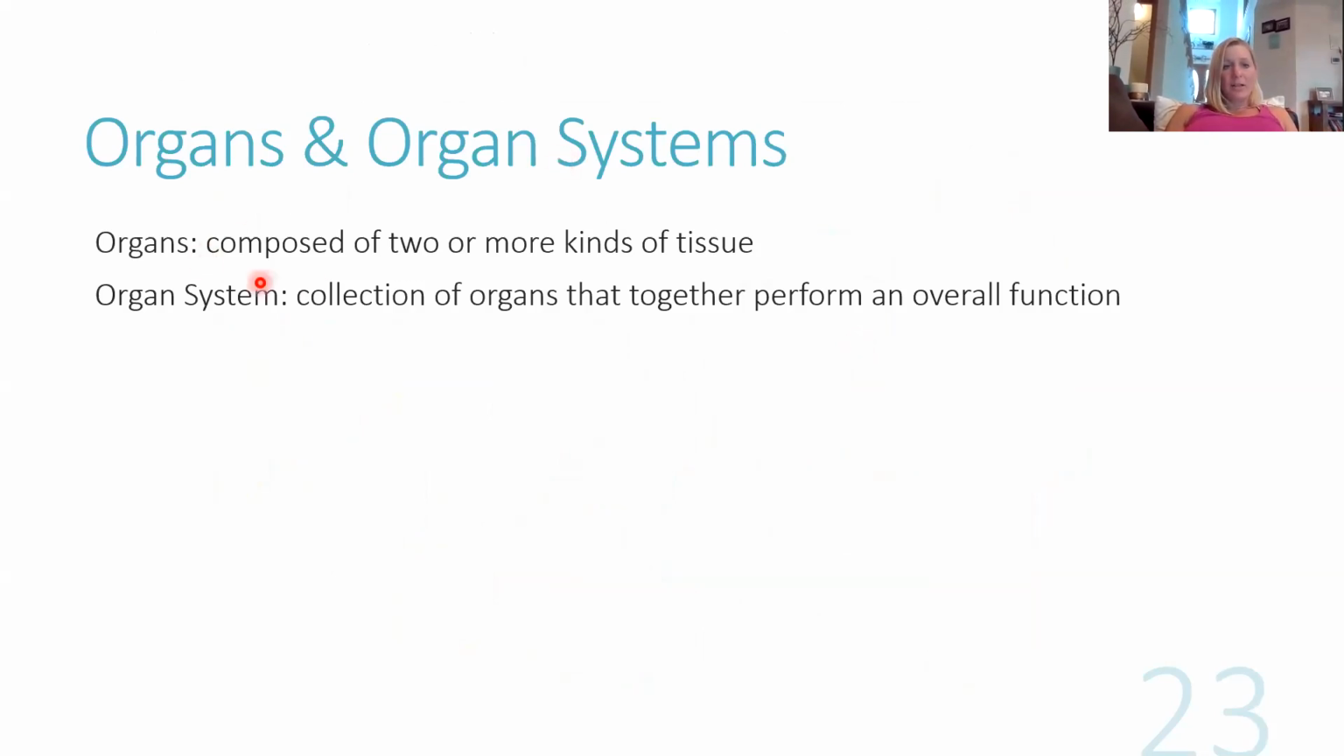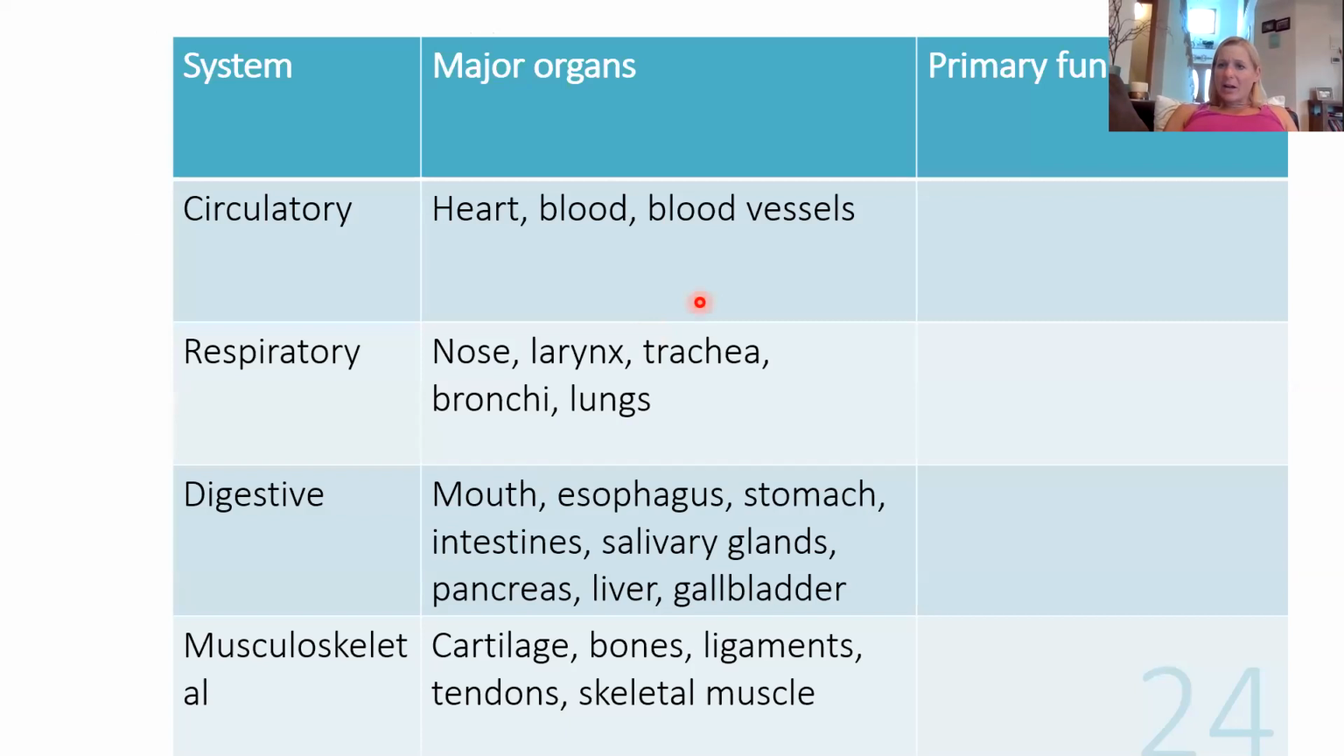Again, an organ is composed of 2 or more kinds of tissue, and an organ system is a collection of organs that are going to work together to perform some sort of overall function. So let's take a look at each of those organ systems and what their primary functions are. Okay. Again, these are pretty simple. We'll get into greater detail as it relates to each of these organ systems as we move to each of these units throughout the class.